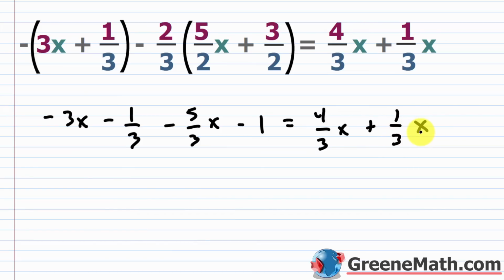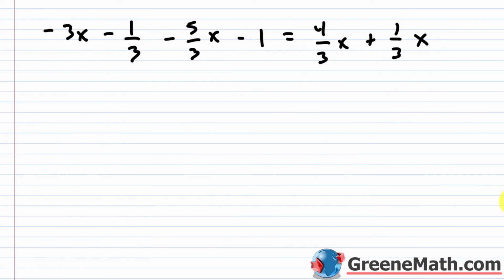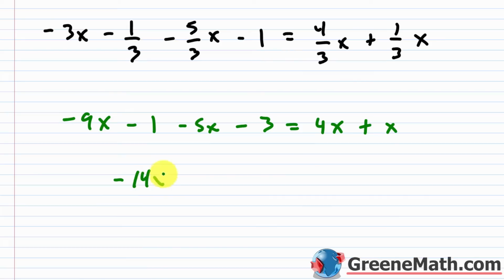So all your fractions have a denominator of 3, so you can just multiply everything by 3 and clear all your denominators. Let's go ahead and do that real quick. So this would be negative 9x minus, this would be 1, then minus 5x, and then minus this would be 3. So I just multiply this by 3, this by 3, this by 3, and this by 3. And this equals, got to do the same thing over here. So this would be 4x, and then plus this would be 1x or just x. Negative 9x minus 5x would be negative 14x. And then negative 1 minus 3 would be minus 4.